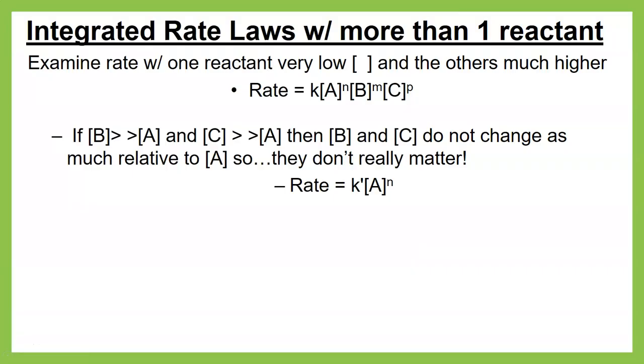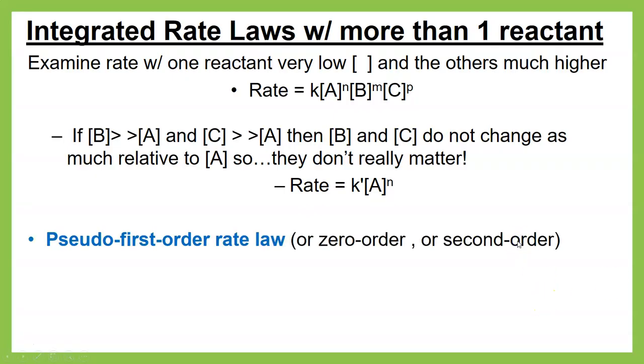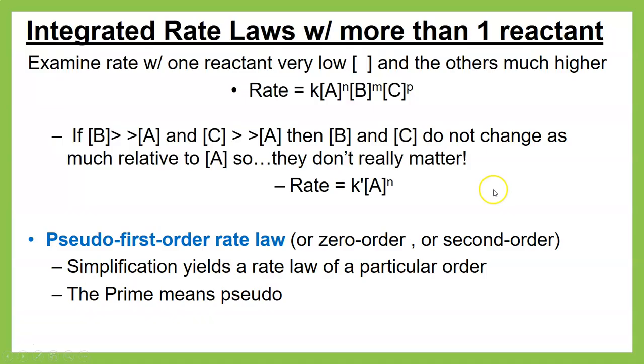We were playing some funny games here because this one up here is way too tricky. So when we do that, we call it a pseudo order. So it would be pseudo first order, or pseudo zero, or pseudo second order. We say it's a pseudo order. We're simplifying it. The prime symbol is telling you it's a pseudo order.